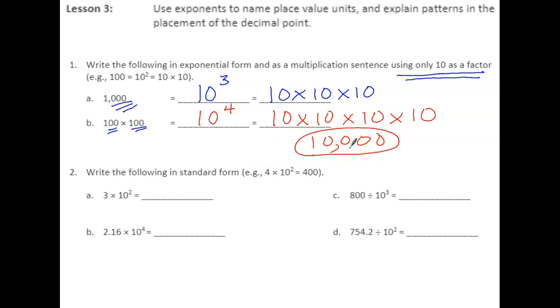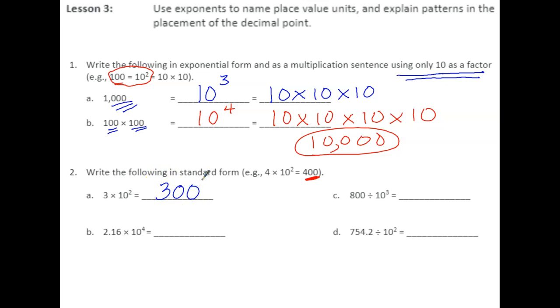All right. So it says, write the following in standard form. Standard form, they want that answer, the final answer. All right. So now we're going to say 3 times 10 to the second power. Well, I know here that 10 to the second power is equal to 100. So what is 3 times 100? Hopefully you said 300.